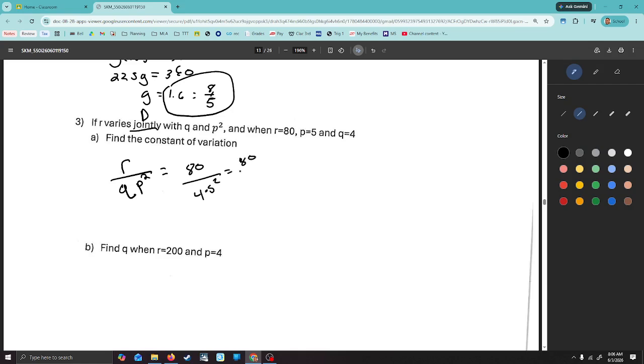So 80 over 100, so that's going to be 4 over 5 equals K. 25 times 4 is 100, 4 over 5. All right, find Q when R is 200 and P is 4. So that's going to be 4 squared. That's going to be 16Q equals my fraction 4 over 5.